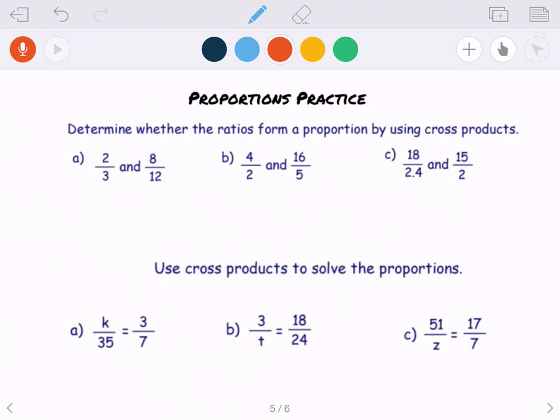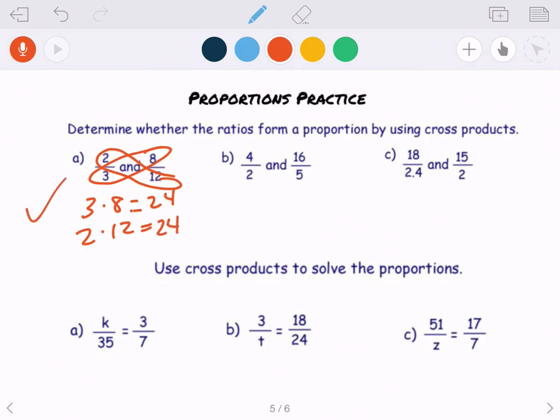So, I think that you can handle A through C for both types. The top part is just, using your butterfly wings, cross multiplying to see if they are equal. So let's just do A together, actually. So we're going to have 3 times 8 and 2 times 12. So both of those equal 24. So yes, that ratio forms a proportion because they are the same. If they are different, they are not going to form a proportion.